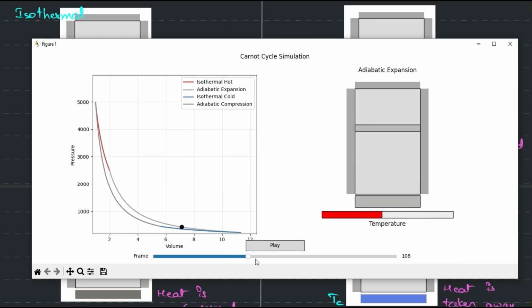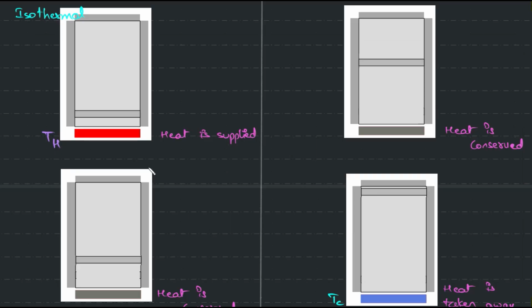Second thing, the temperature drops. Third thing, the temperature remains same but at a lower value. Fourth thing, the temperature increases. So here the temperature is constant and here too the temperature is constant. Yes, here the temperature is lower but still it's constant. But it is constant, so I'll call this as isothermal.